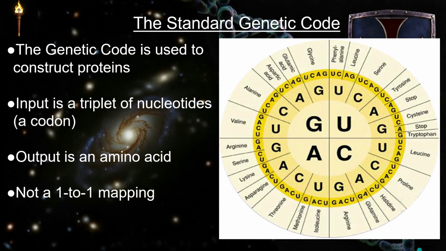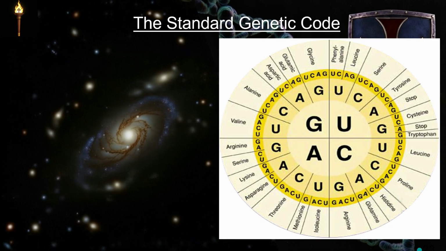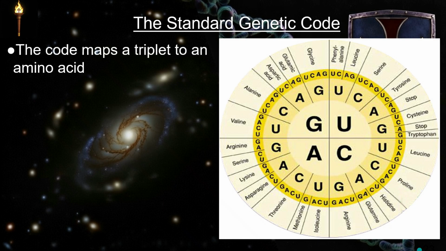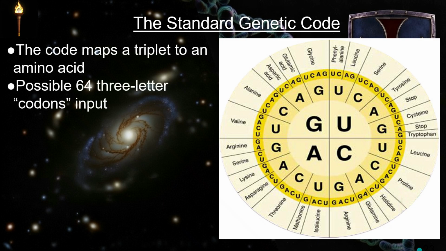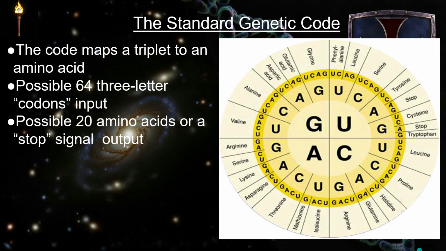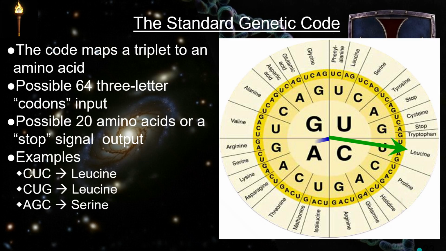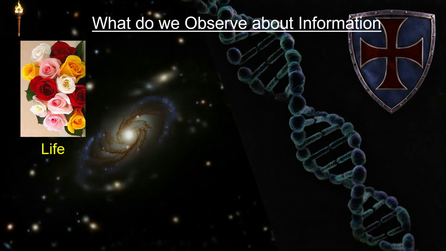What's strange is that this is not a one-to-one mapping. The code maps the triplet to an amino acid, but there are 64 three-letter codons as input, and only 20 amino acids and a stop signal as output. The green arrow there is an example where you go with CUG to get leucine, and AGC to get serine. Now, don't get hung up on that. We just wanted to illustrate this for you.